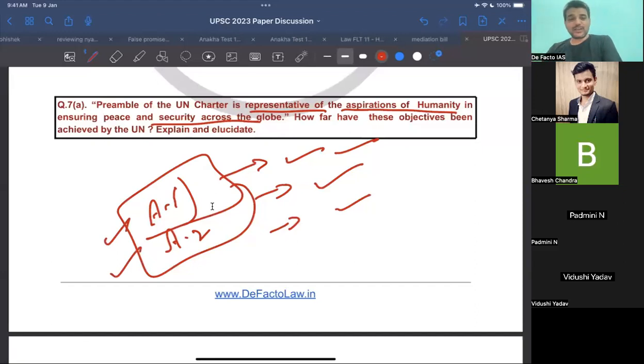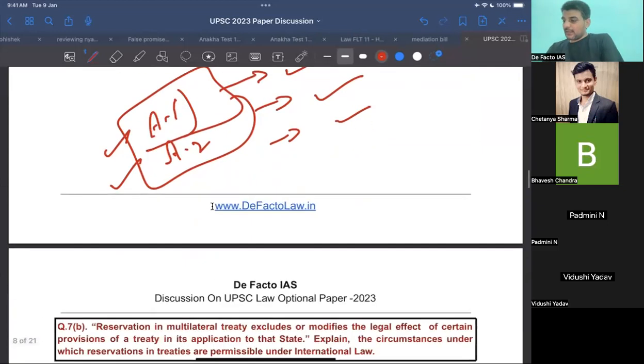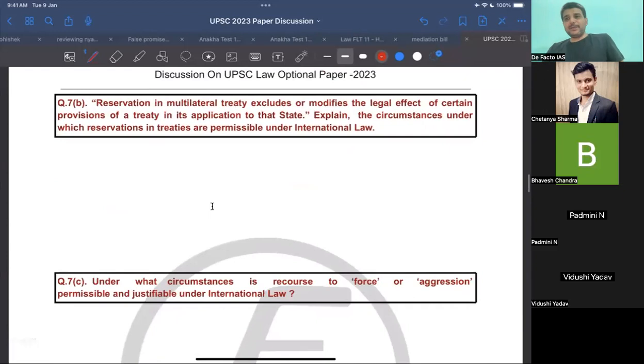Those who are already in the foundation course, I mean those who have already studied international law, they must have seen that I have said you buy this UN Charter. Actually quite important. Okay, now let us come to question number 7B.